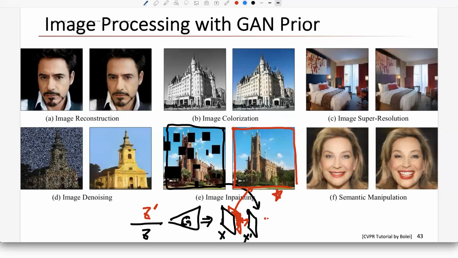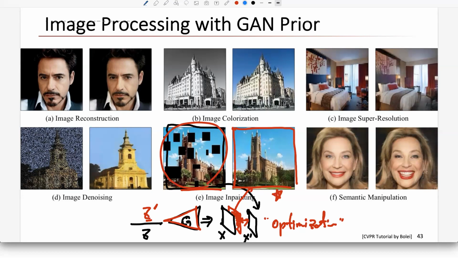Why? During training our generator, we didn't see any such kinds of degraded images. So our generated images are only clean images, right? So when we optimize in terms of the latent code, the generated output is always cleaner than our input image. So in this case, we can inpaint this kind of image without any trained model.